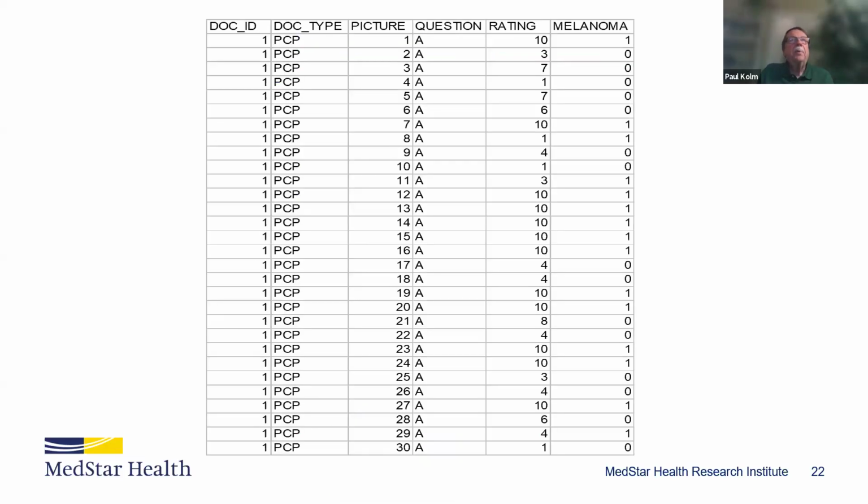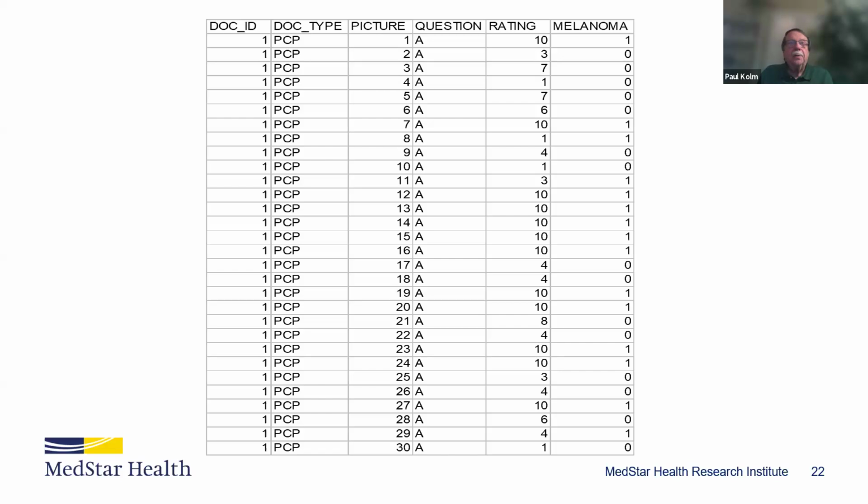And so here's an example for one doctor, one PCP. And so we have the 30 pictures, and this is all for question A in this case. And then in the second to last column, we have the PCP's rating, and then the last column is whether it's actually a melanoma or not.